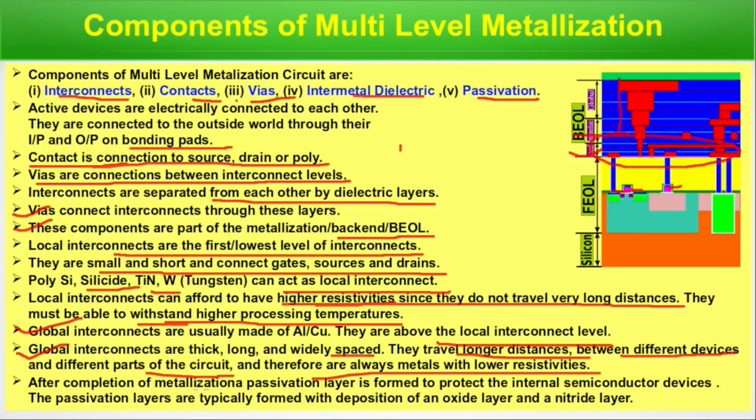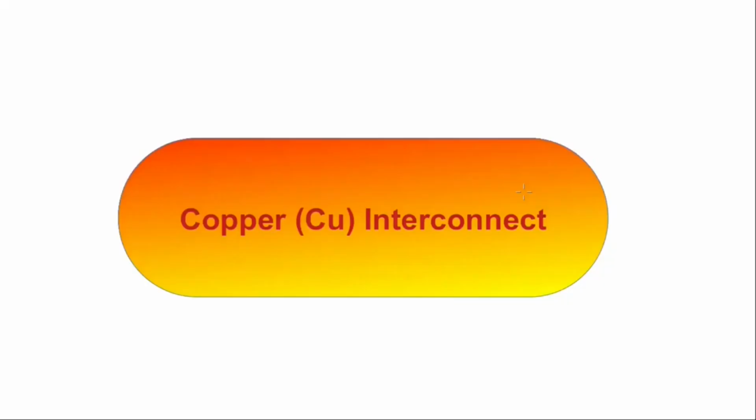After completion of metallization, a passivation layer is formed to protect the internal semiconductor devices. Passivation layers are typically formed with deposition of an oxide layer and a nitride layer. These are the components of multi-level metallization. We are done with this slide. We will move to the next slide.